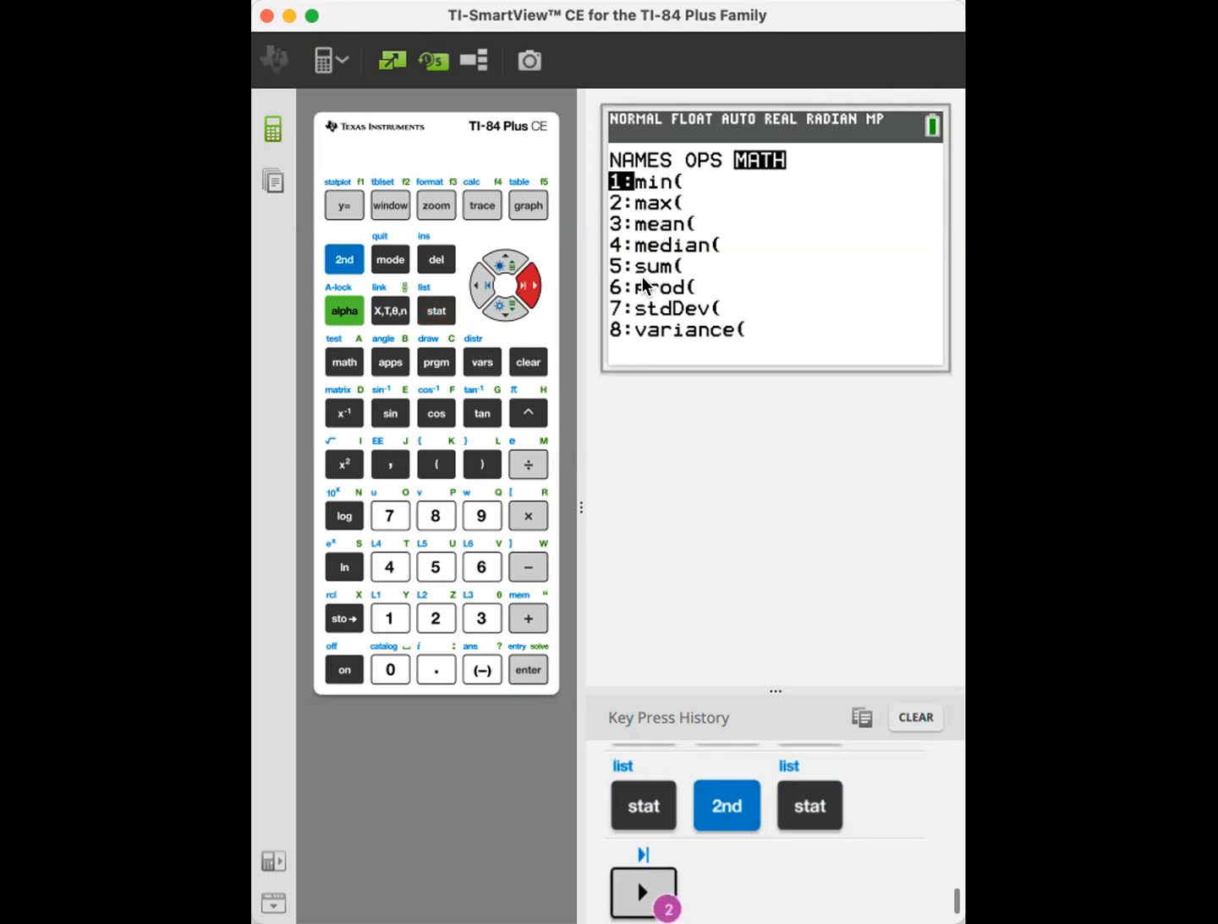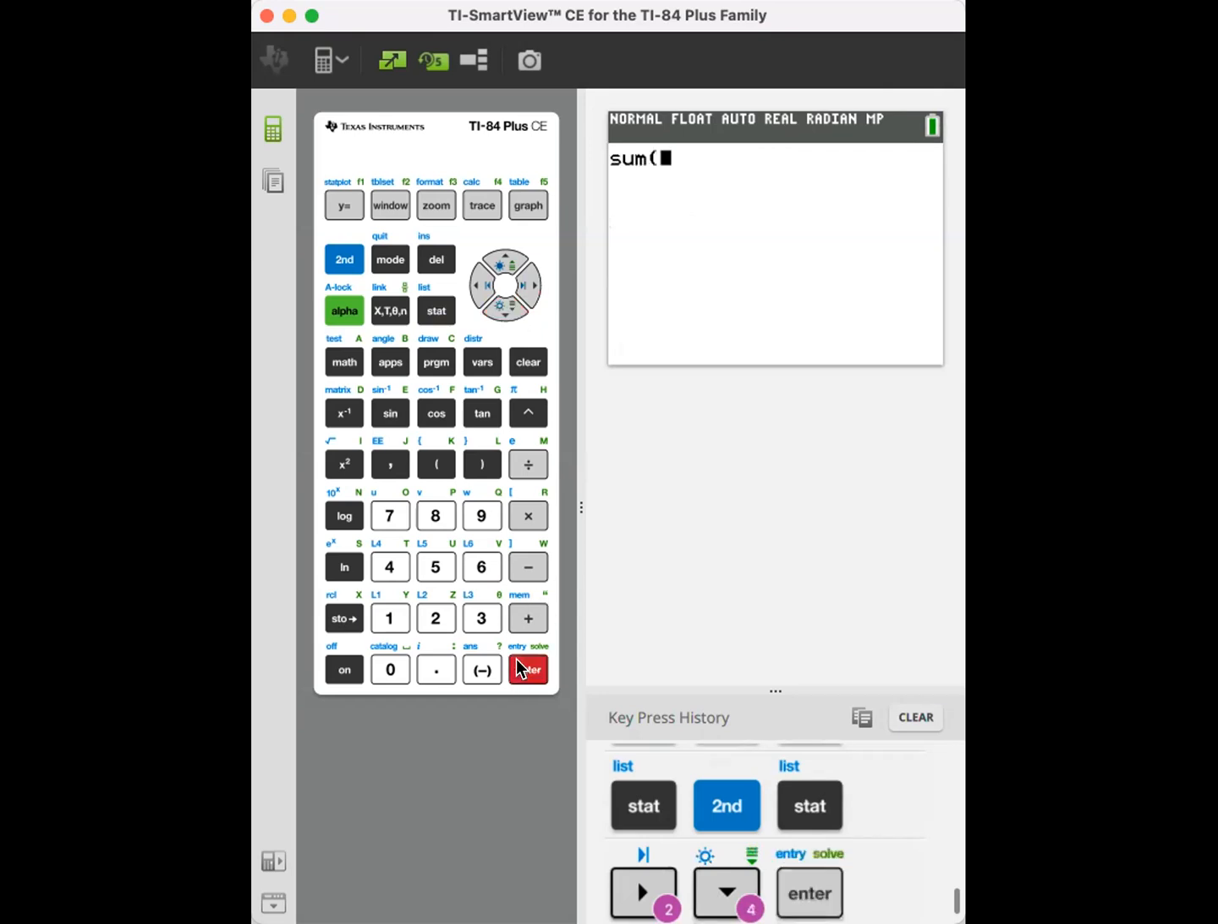Once you get to math, you'll see sum right down below here. Move your cursor till you see sum. To select, you press enter. So it's going to bring the function sum on the home screen. Now you want the sum of what? Second function L2. You close parenthesis, enter.